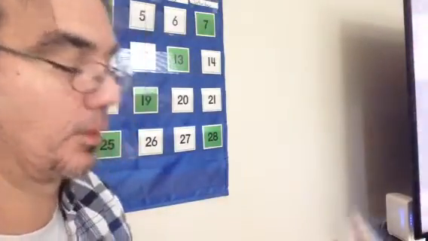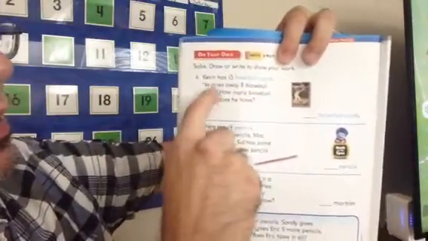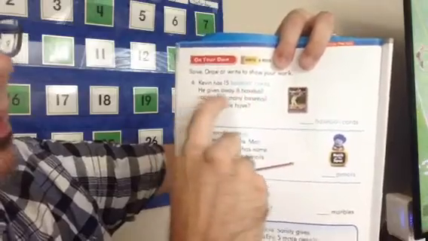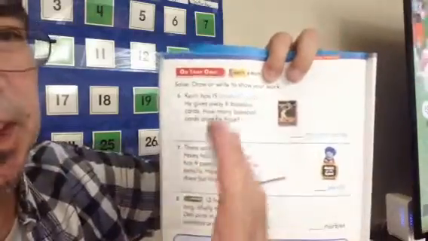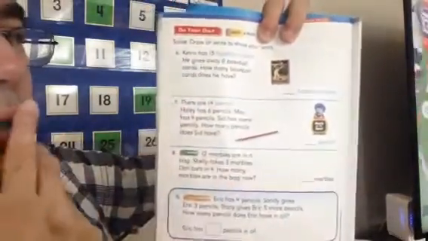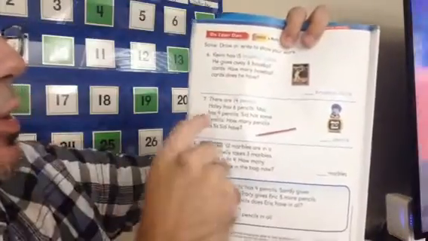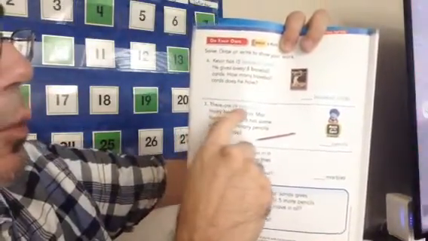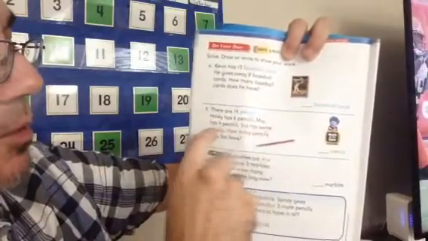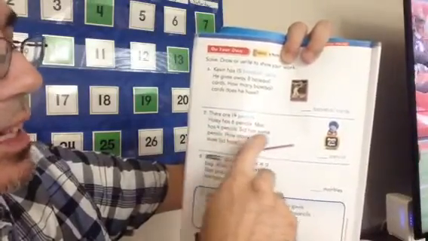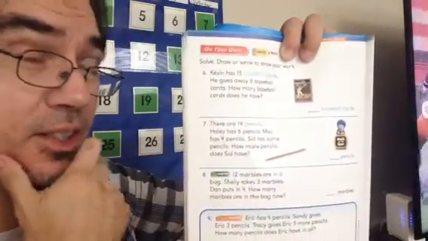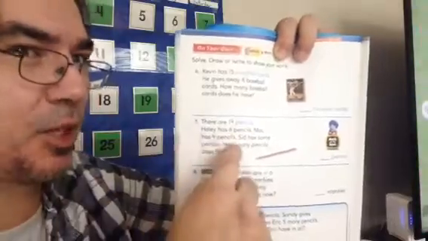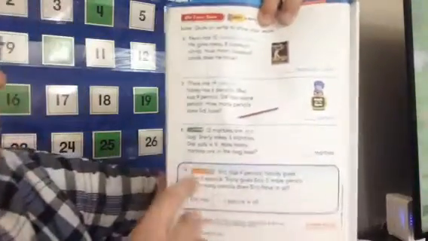All right. Now, here is some other problems. Now listen closely to this. Kevin has 15 baseball cards. He gives away 8 baseball cards. How many baseball cards does he have? It says he gives them away. Is that adding or subtracting? Okay. There are 14 pencils. Haley has 6 pencils. Mac has 4 pencils. Sid has some pencils. How many pencils does Sid have? So you got to figure out how many Sid has. Do you think you can do that?